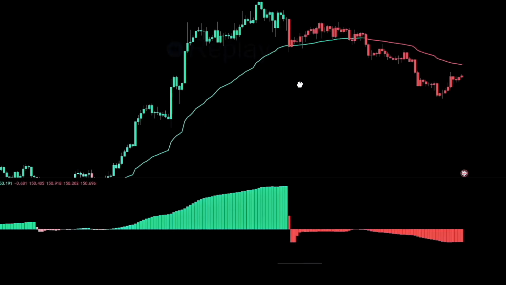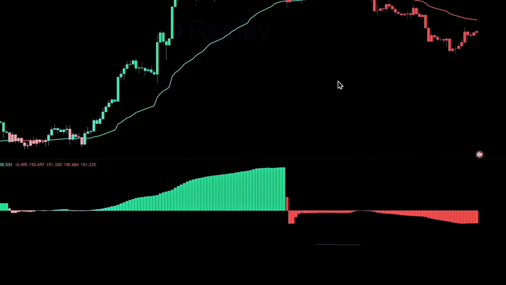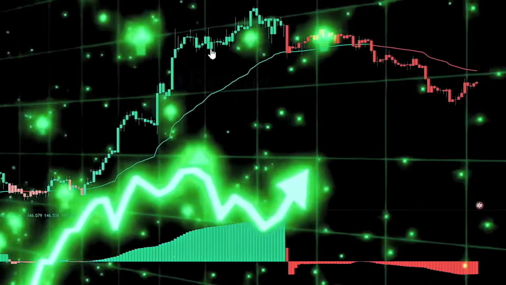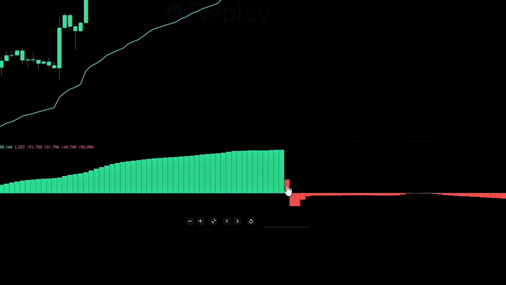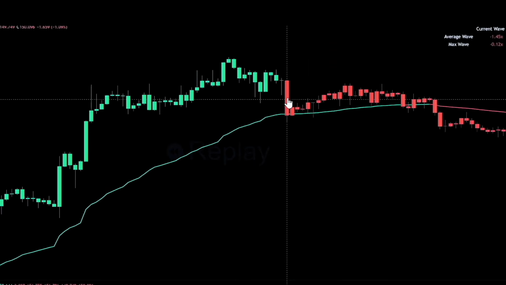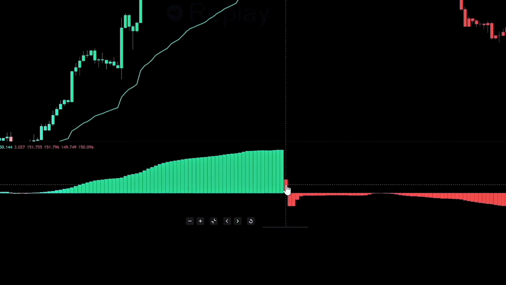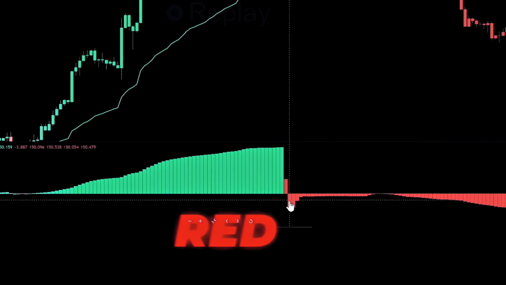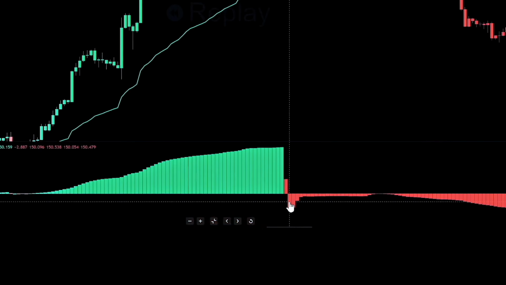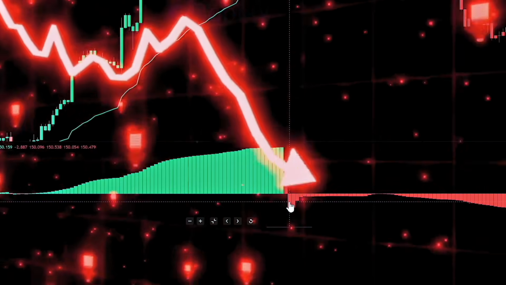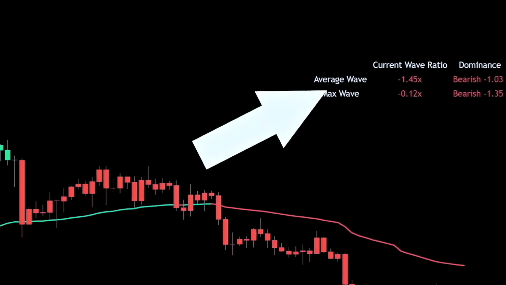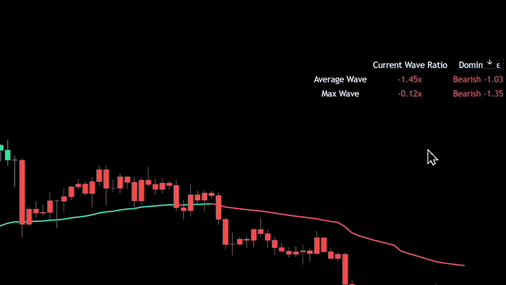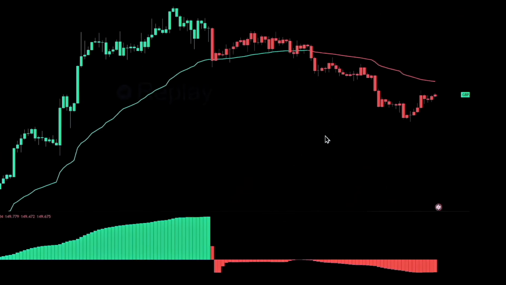For reversals, watch for a specific pattern. In an uptrend with tall green histogram bars, suddenly a smaller bar is your first clue momentum's slowing. If the next bar flips red, it's a strong sign of a reversal brewing. Time to consider exiting longs. The info table's wave ratio can also flag potential reversals when it fluctuates.